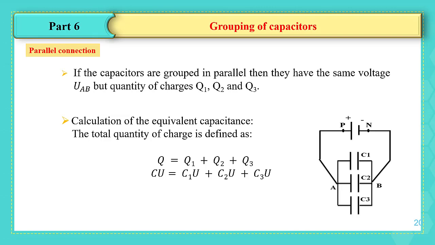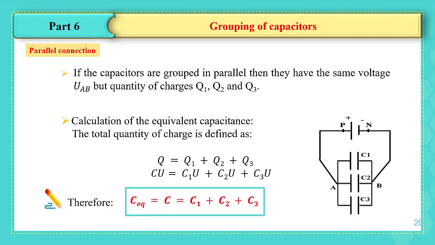If we substitute C times U for all the Q's and then cancel U, because they are in parallel and have the same voltage, we will get that the equivalent capacitance of these three capacitors is C equivalent equal to C1 plus C2 plus C3.